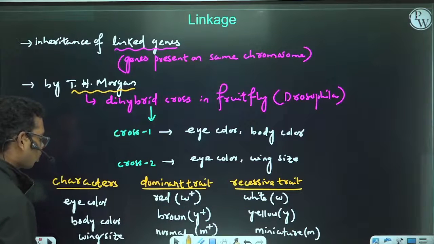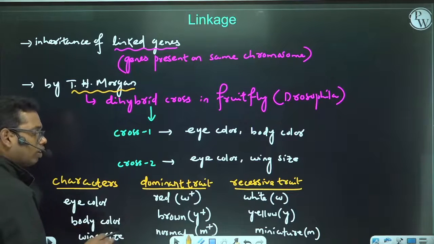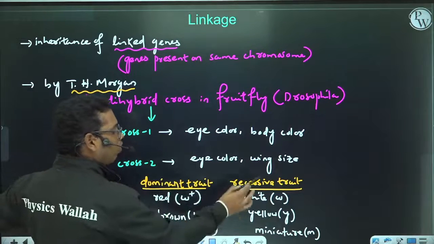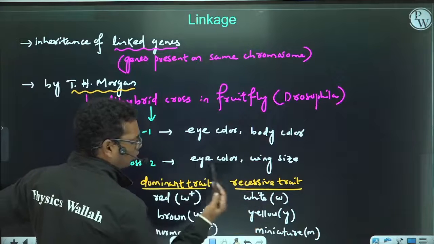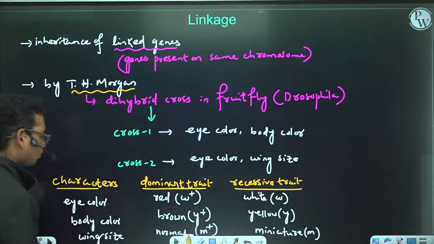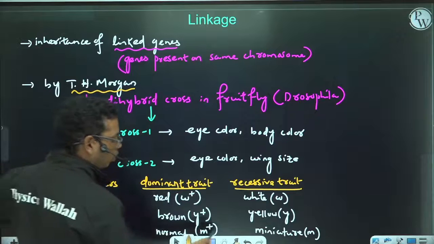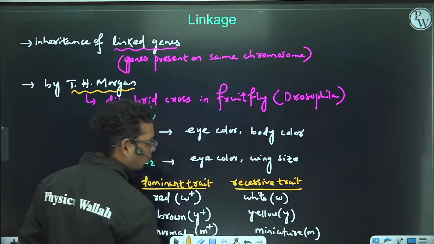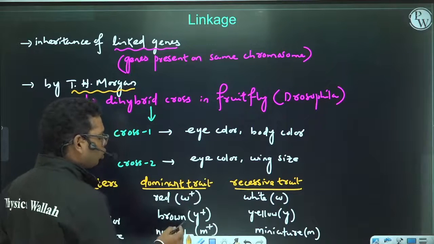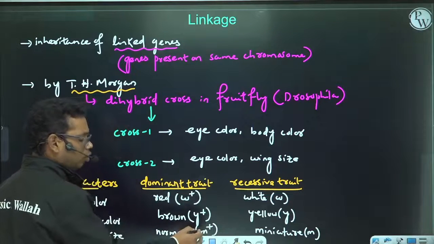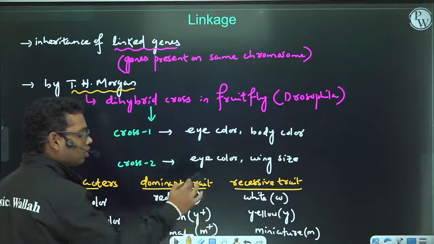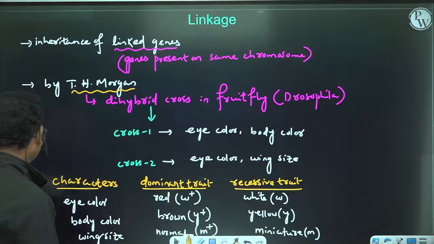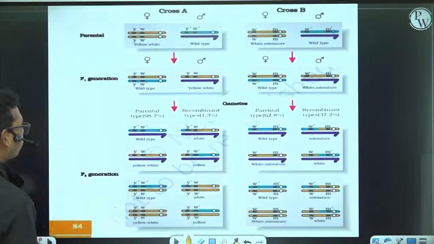For body color, the dominant phenotype is brown and it is written as y plus, and the recessive phenotype is yellow, written as small y. Wing size can be normal or miniature. Miniature is recessive, and the allele is written as small m, and for normal size the allele is written as m plus.